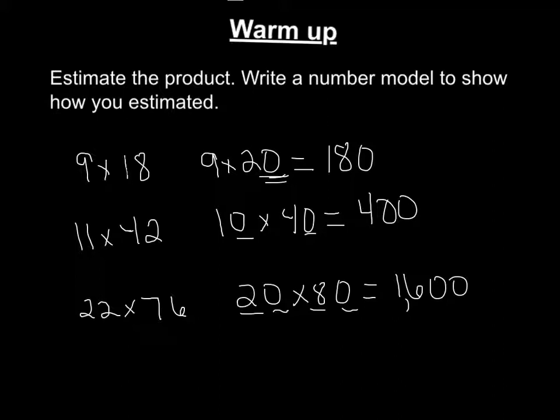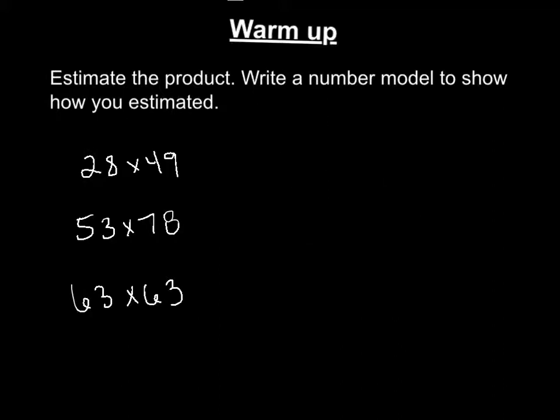Go ahead and erase your boards, and we'll get started on the next set. So for 28 times 49, we know that 28 is close to 30, so we could round it to 30 times 49 is close to 50. 3 times 5 is 15, and we need to add on our 2 zeros, 1,500.